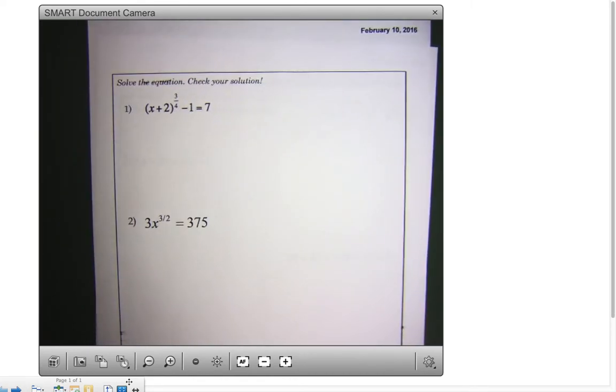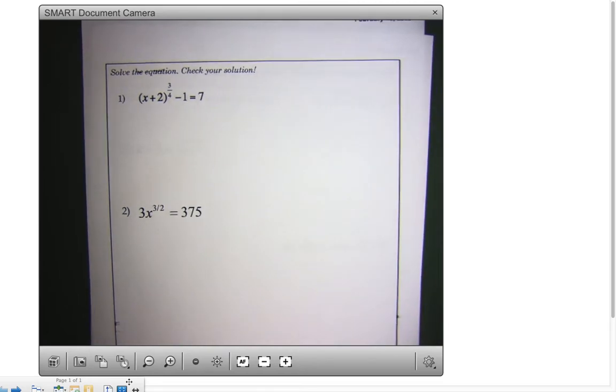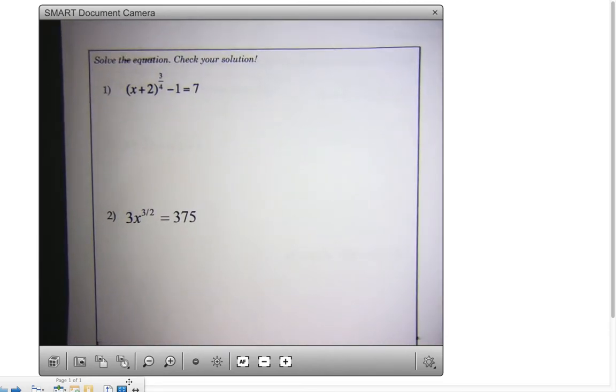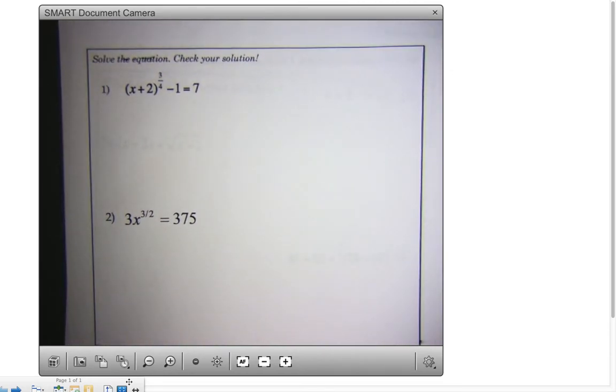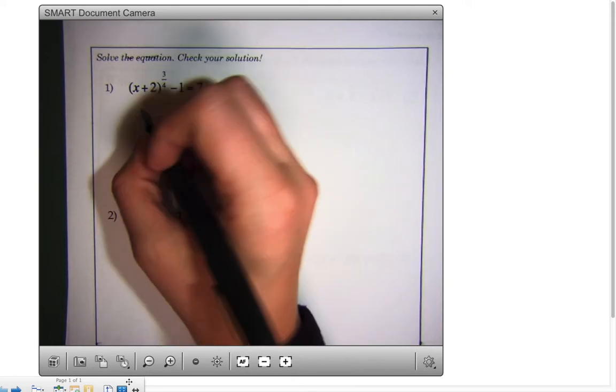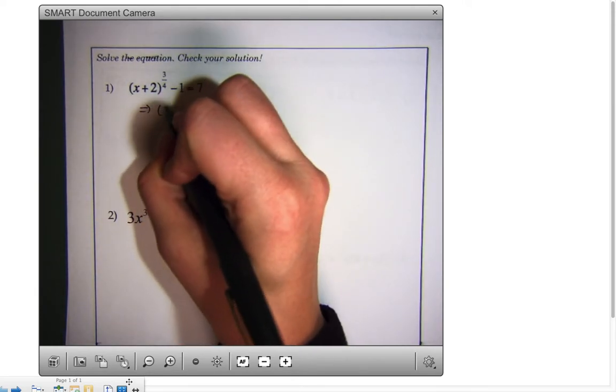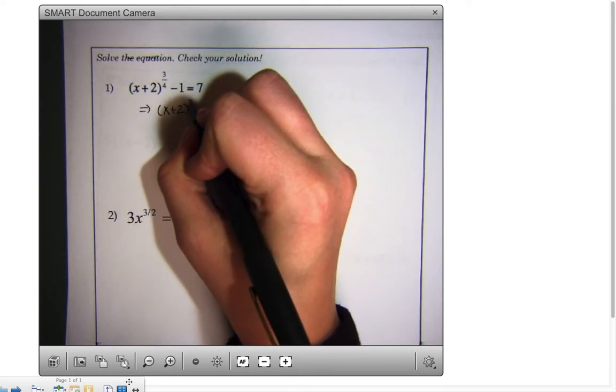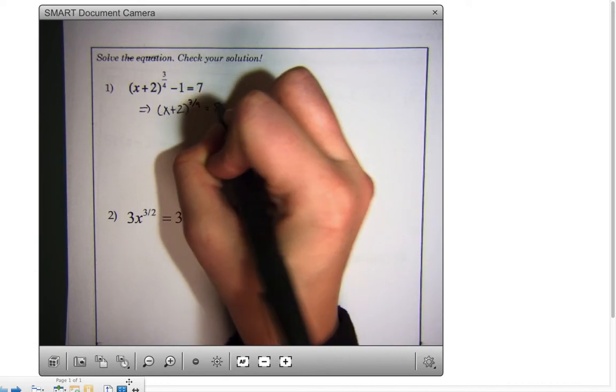All right, so let's try a couple. In this first example, notice there's not a radical, but there is a rational exponent. So I could rewrite it as a radical. I don't have to, but I have to remember that I need to isolate. So that term (x+2)^(3/4) needs to be isolated, which means this 1 needs to move to the other side. So I add the 1 over, and I've got (x+2)^(3/4) equals 8.